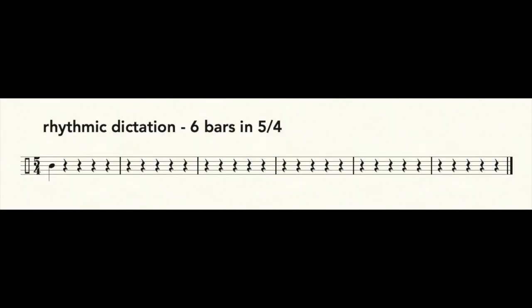Let's go on to a rhythmic dictation in 5-4. This will be 6 bars long. So copy this out without the rests, but I would put in little tick marks where each rest goes so that you can keep track of the beats per bar. Take a moment and write that out.